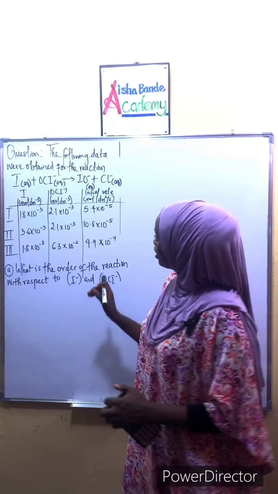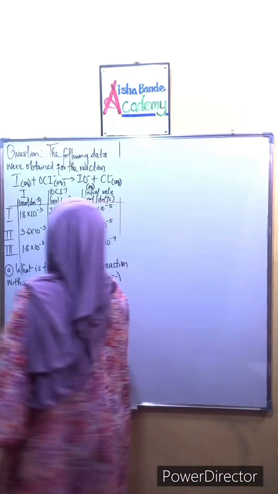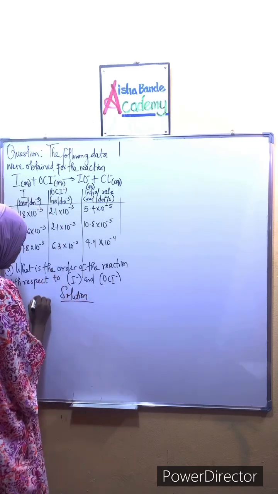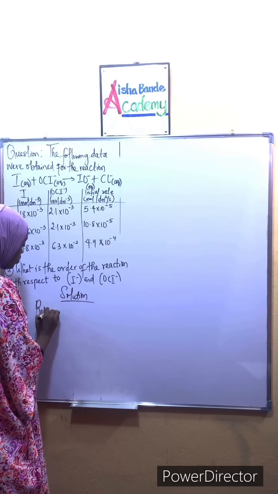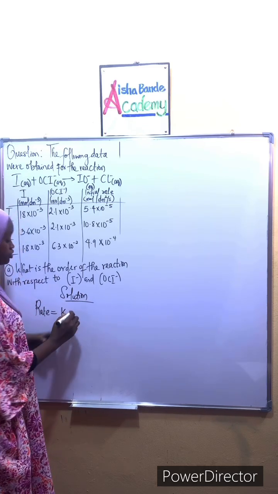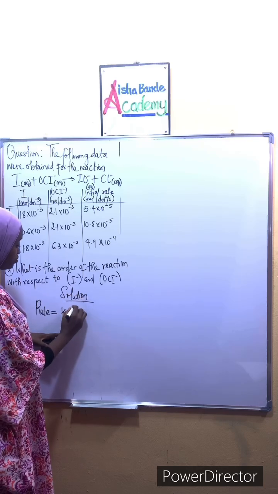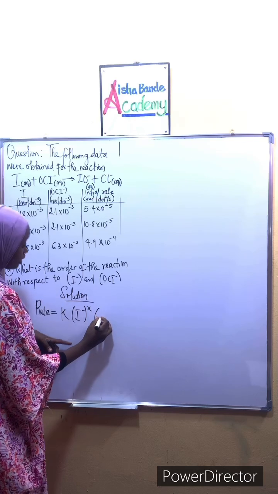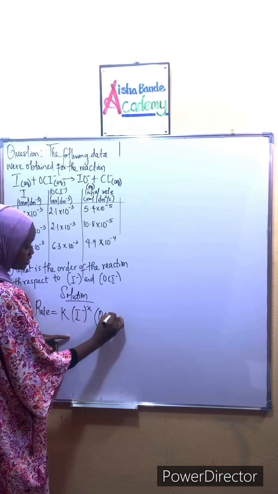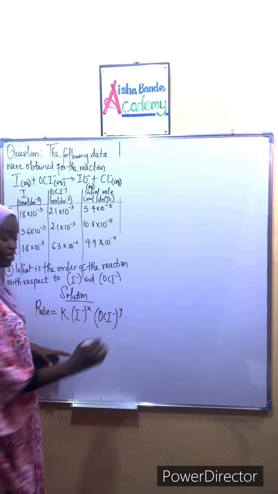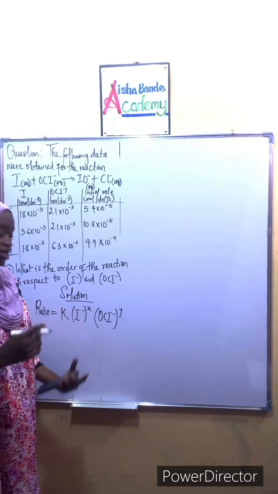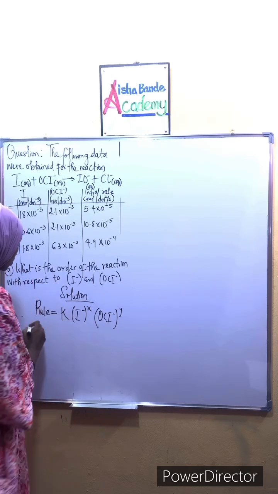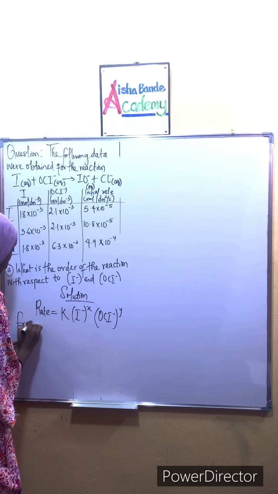So now let's begin solving this. For us to begin, we have the rate, which is equal to k multiplied by the reactant I⁻ raised to the power of x, then the other reactant, OCl⁻, raised to the power of y. With this relation, we can get the three required equations. So let's begin with experiment 1.